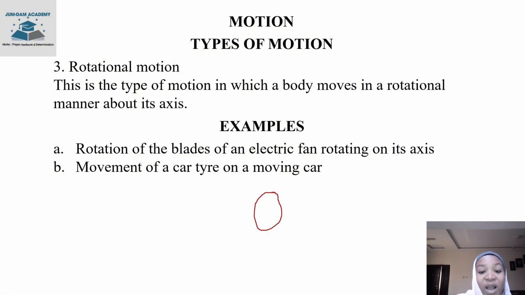Then movement of a car tire in a moving car. When you look at a car that is moving, you see that the tire is going like this. So that is rotational motion.